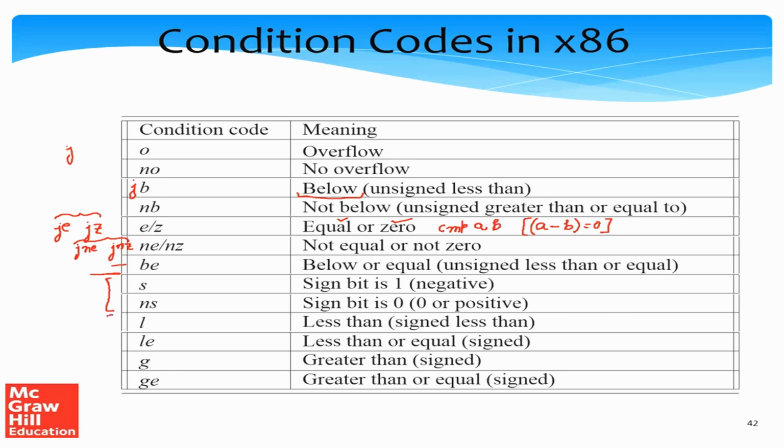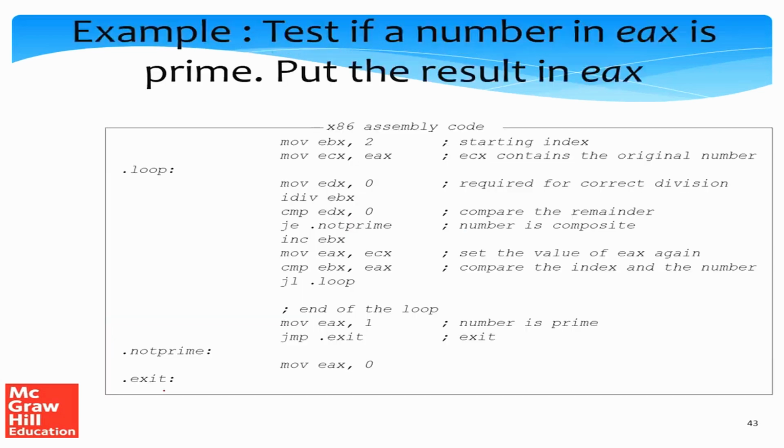Now we have some signed operators, L and LE. So L means less than, signed less than. This is a signed comparison. LE means less than or equal, signed. G and GE mean greater than and greater than or equal. So basically a branch of the form JG would mean jump if greater than, and JGE would mean jump if greater than or equal in a signed sense. So now that we have seen these basic condition codes, we are all set to write a program. And so this is an assembly program.